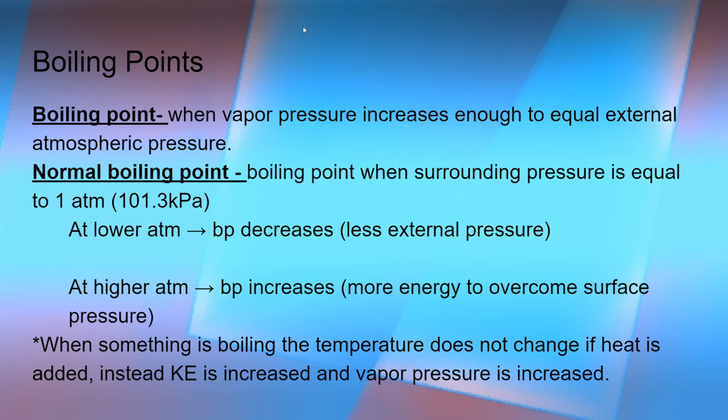So we have something that's called normal boiling point. And this is a boiling point when the atmospheric pressure is 1 atm, otherwise known as 101.3 kPa, which is one of our STP units. At lower atmospheres, the boiling point decreases because there's less external pressure. And at higher atmospheres, the boiling point increases because you're going to need to have more energy to overcome the surface pressure in order for those molecules to be able to overcome the surface of the liquid.